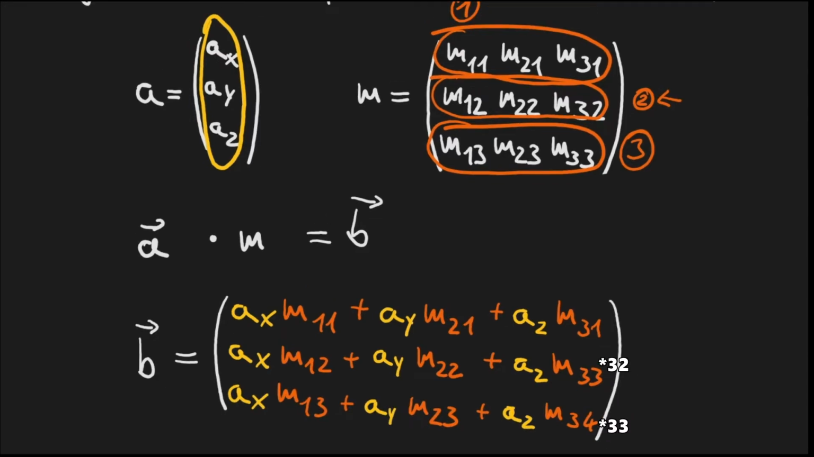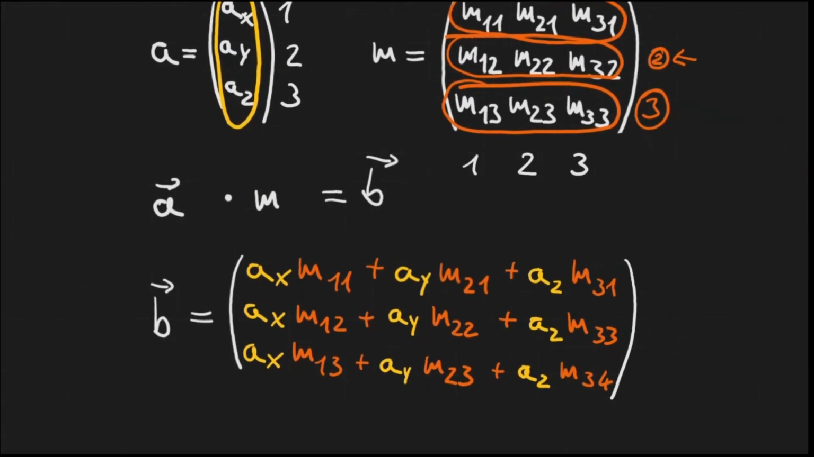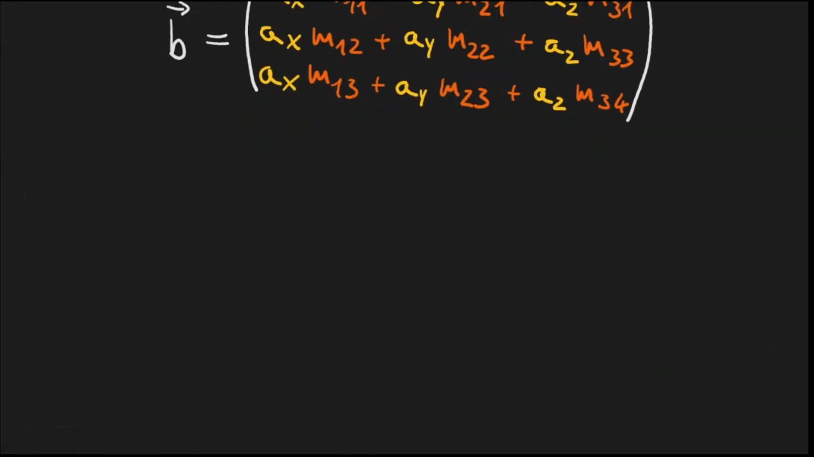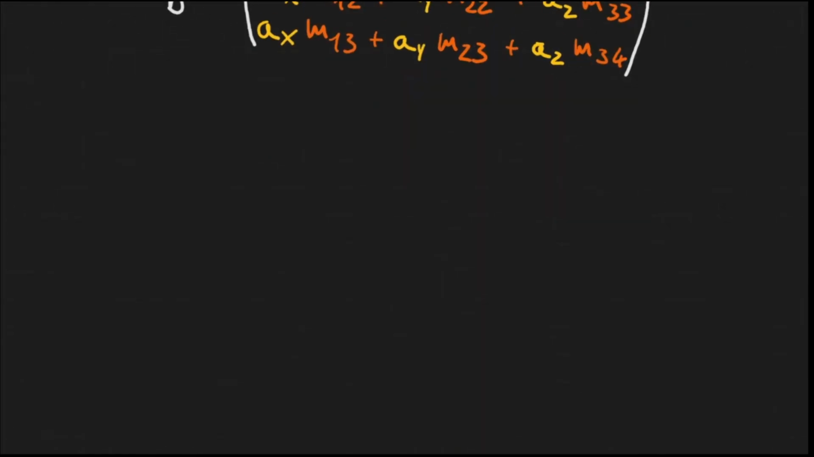The important thing is that the matrix has the same amount of columns as the vector has rows. So this one would be 1, 2, 3 rows, and this one would be 1, 2, 3 columns. So now let's try to project a 3D vector to the 2D screen using the projection matrix.